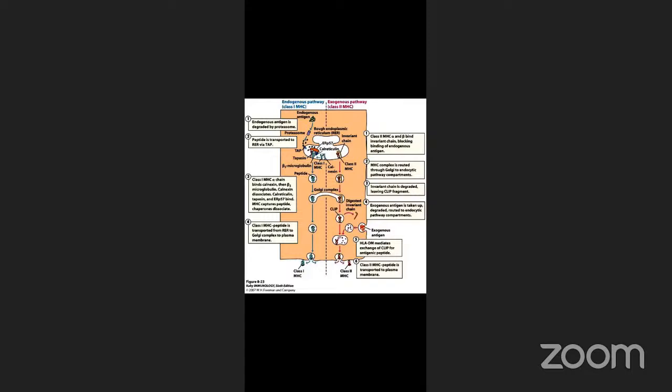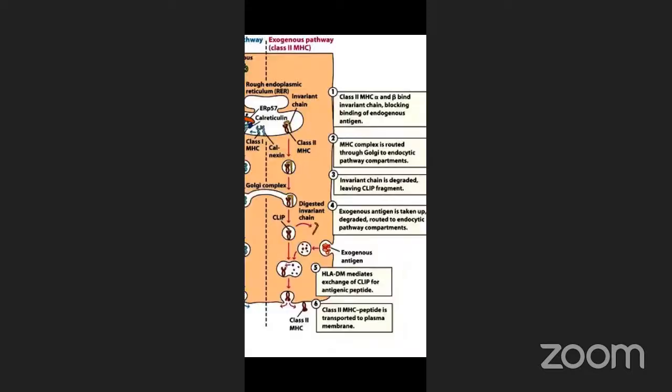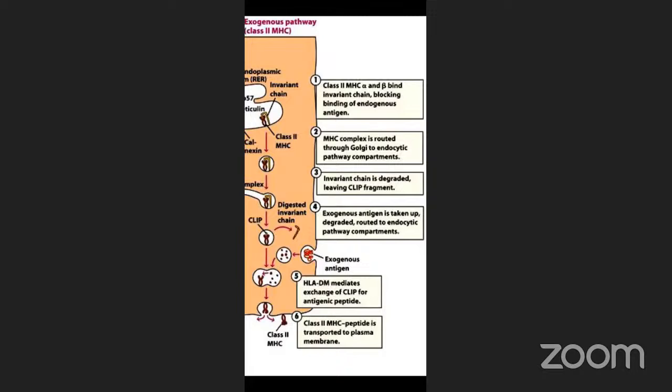Sir, please explain the second point and third point in the exogenous pathway of class 2 MHC. Yes, sir. It's okay, but don't bother about these points. Just remember, in the exogenous pathway, antigens are presented with the help of MHC class 2. That is enough. That is a simple point, enough for your purpose. Exogenous antigens are always presented by the MHC molecule 2.